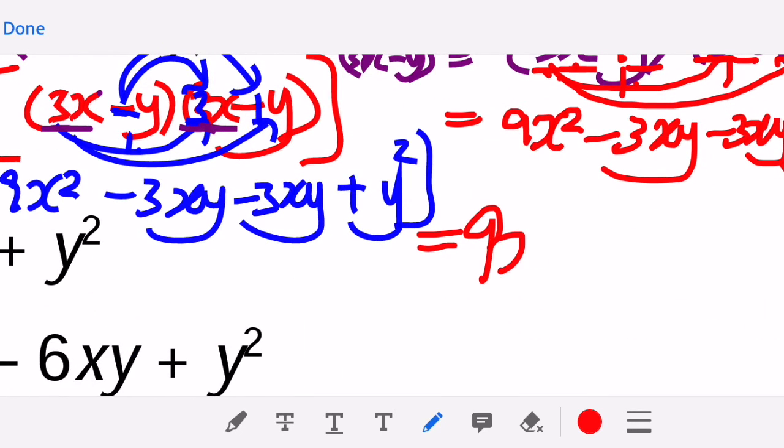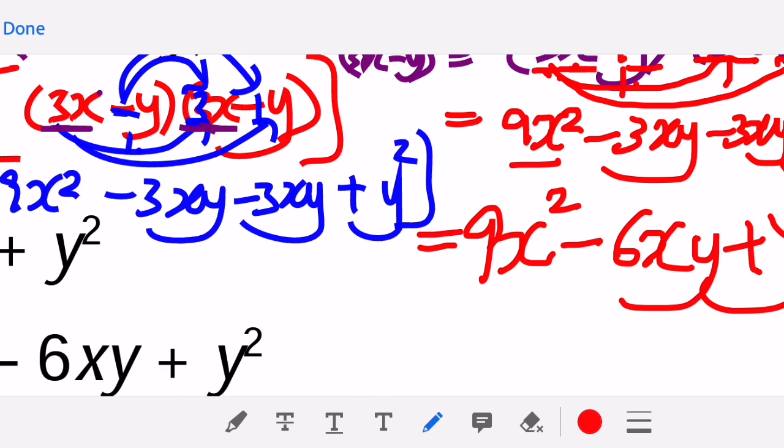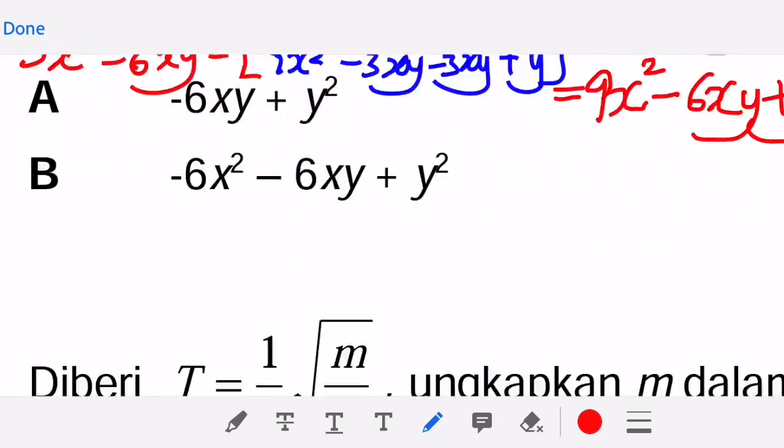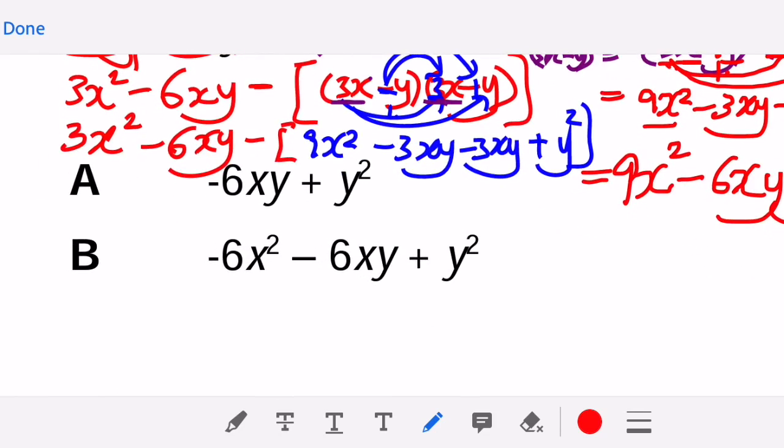No more saying I don't know. You only got 1 more month for you to prepare. 9x squared minus 6xy plus y squared, right? So your answer will be which one? Okay, we haven't simplified yet.